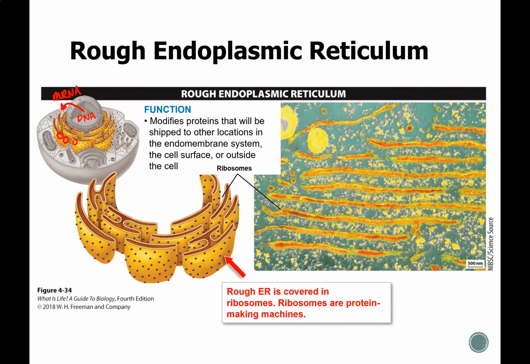So the function of the rough endoplasmic reticulum is to modify the proteins that are made on the ribosomes, because remember, ribosomes are what make it rough. They're these little dots on the outside. So ribosomes are protein making machines, and once the ribosomes make the proteins, they are sort of secreted into the inside where they are modified and can be shipped to other locations, the cell surface or outside of the cell. So the function of the rough ER is to modify the proteins that are made on the ribosomes.